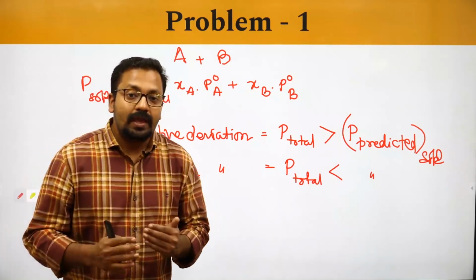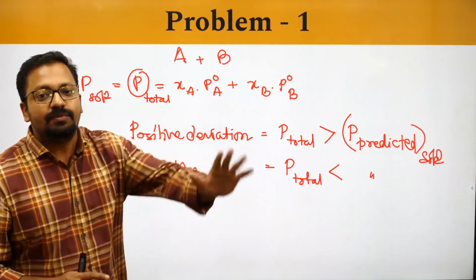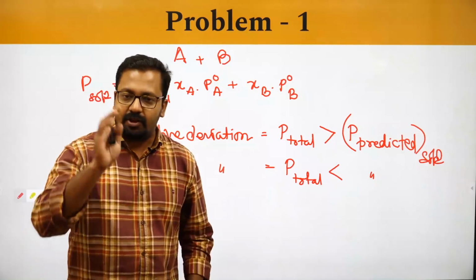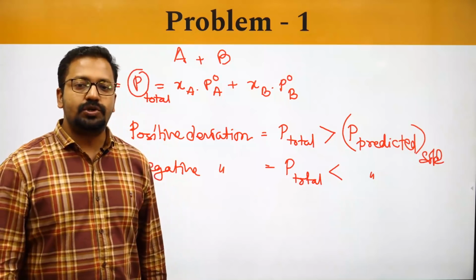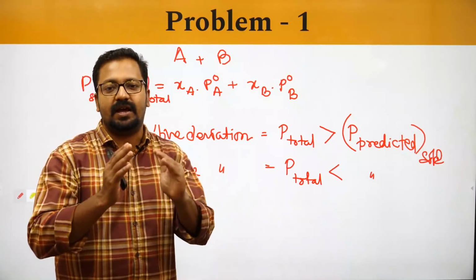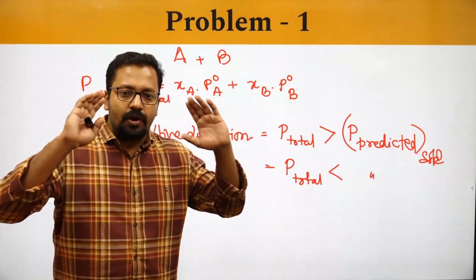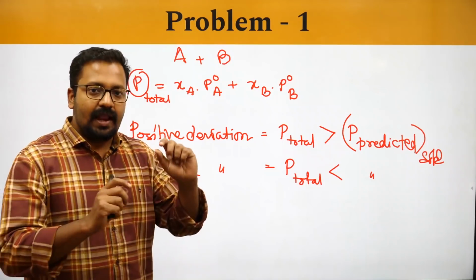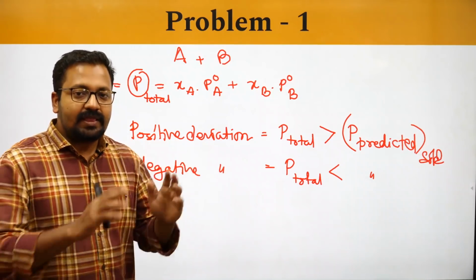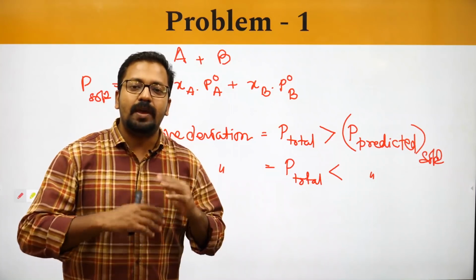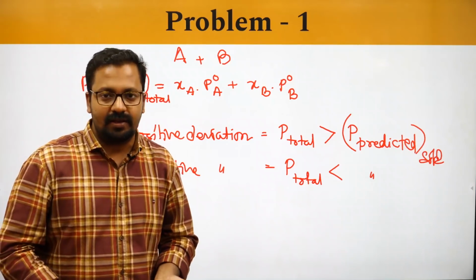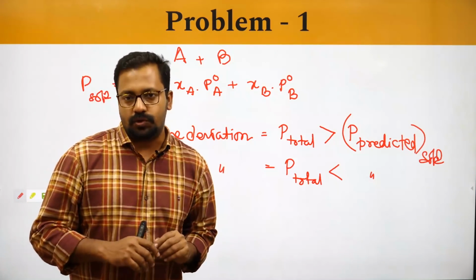Now, how do we analyze this in terms of the solution? Remember one thing: ideal solutions are those whose components behave similarly. There would not be too much of a difference, like hexane and heptane, or ethyl alcohol and methyl alcohol. There is not a big difference between the properties of the two, so they will behave as ideal solutions.